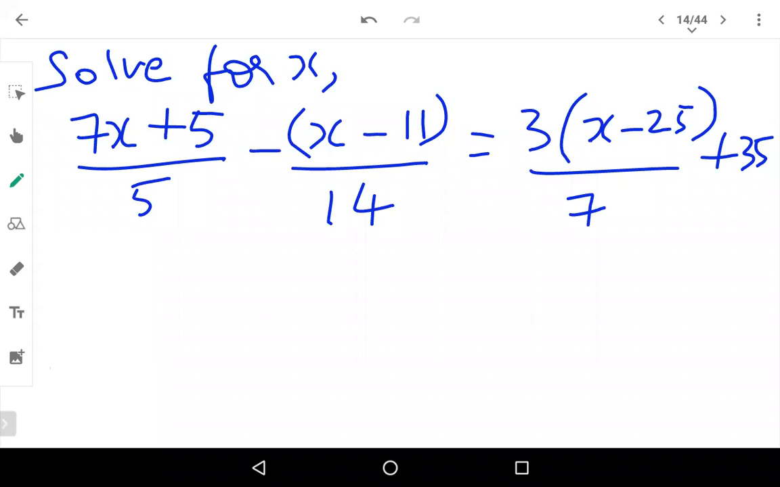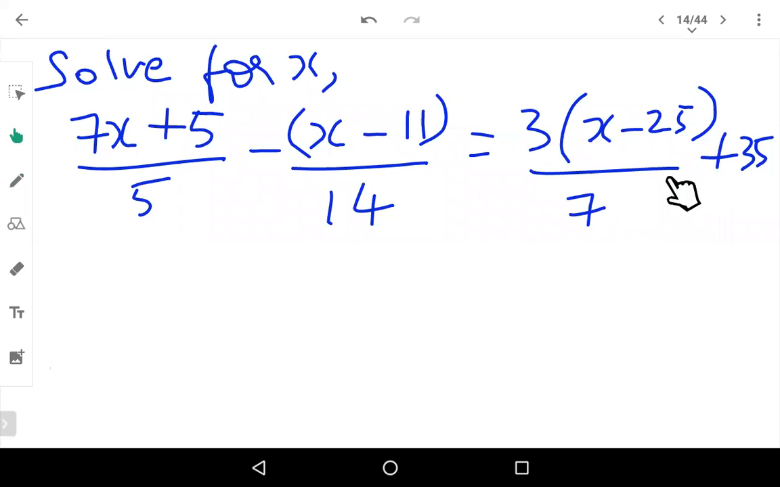This is another equation in the form of fractions given. And we will try to solve this. Now here if you see, there are no similar expressions like the previous one. Every expression is different. 7x plus 5 divided by 5 minus x minus 11 by 14 is equal to 3 into x minus 25 divided by 7 plus 35. Okay, so this is what is given to us.